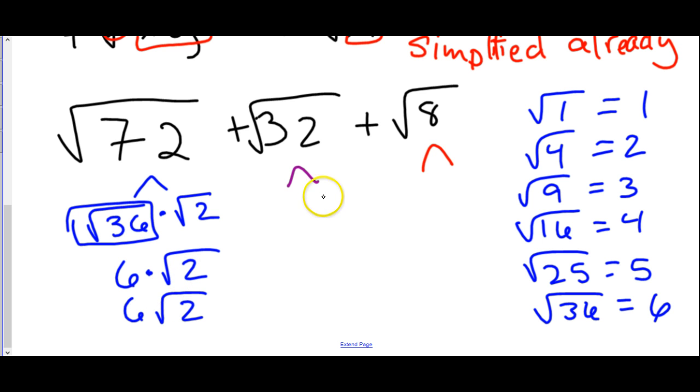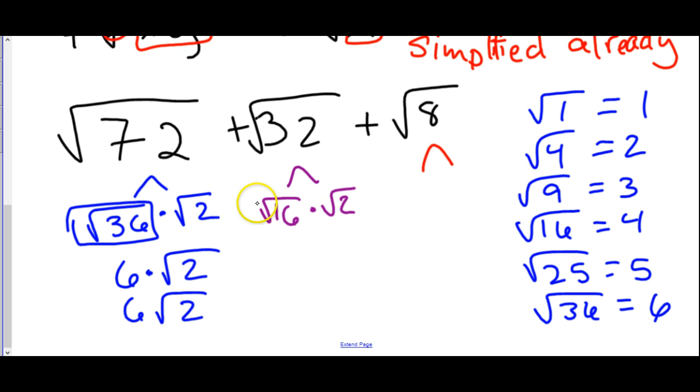Okay, what about the square root of 32? The closest number is the square root of 25, but there's nothing I can multiply 25 by to get to 32. So 25 didn't work. Let's try 16. Is there anything you can multiply 16 by to make a 32? Well, 16 times 2 is 32.